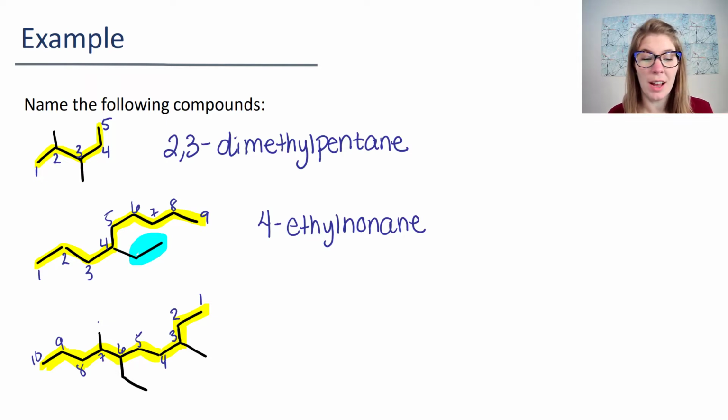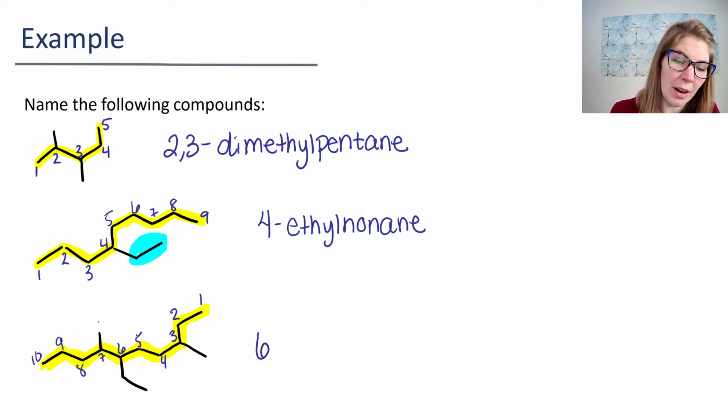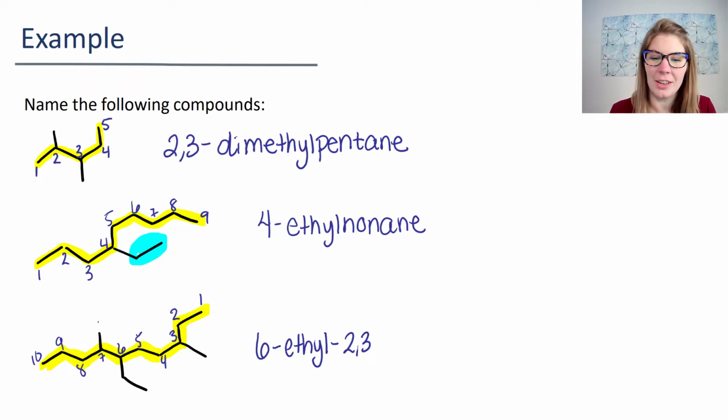For the bottom one, I numbered this direction because it gives me the lowest set of locants overall. And I have 2 methyl groups here and 1 ethyl group. When we put the name together, your E for ethyl gets listed first. So we need 6-ethyl-3,7-dimethyl, and then this is decane.